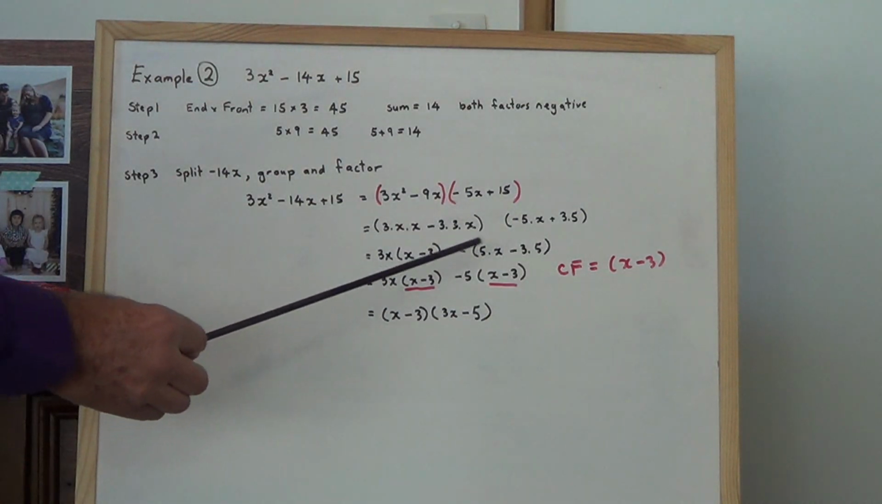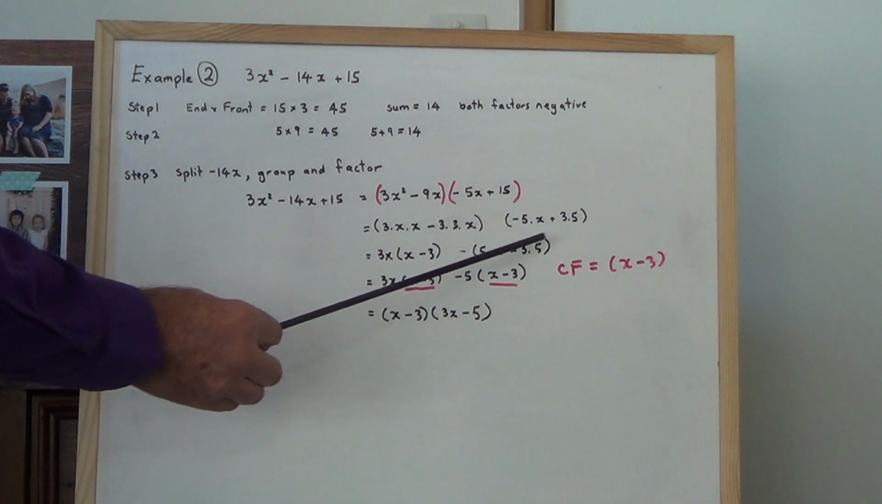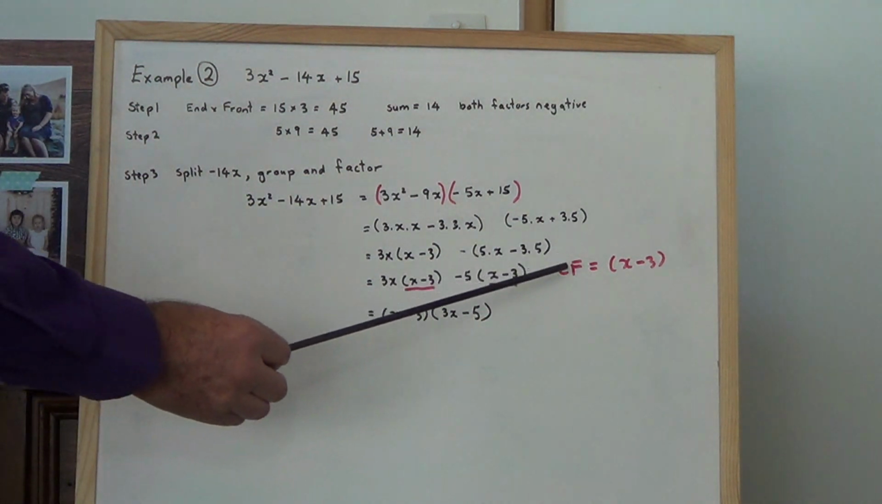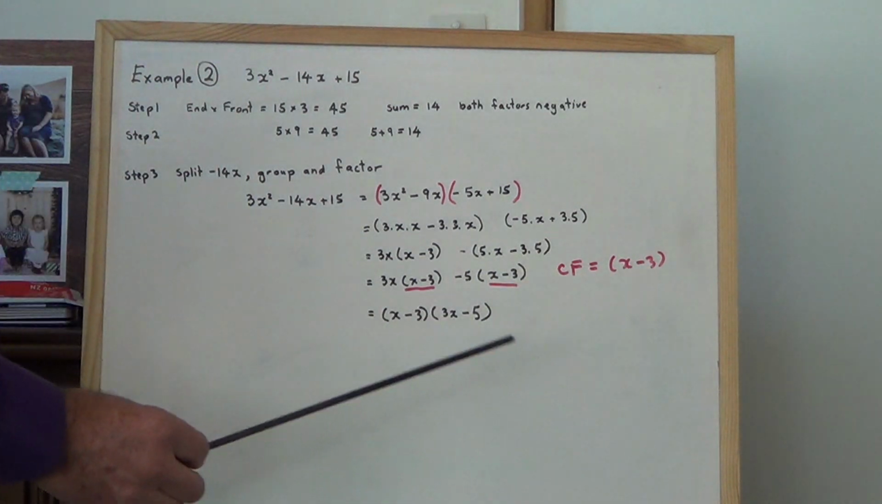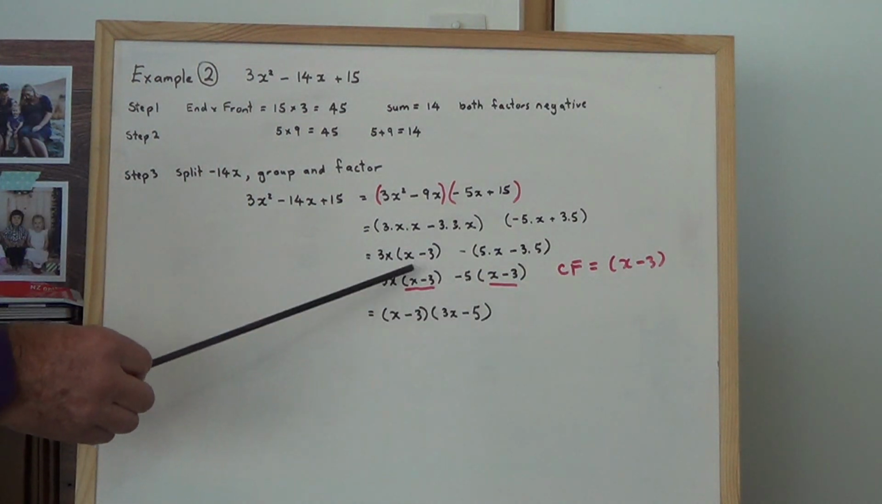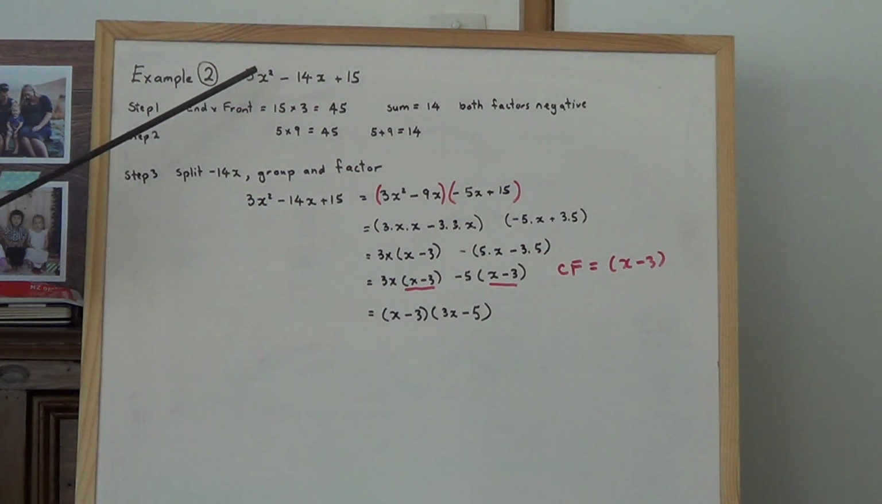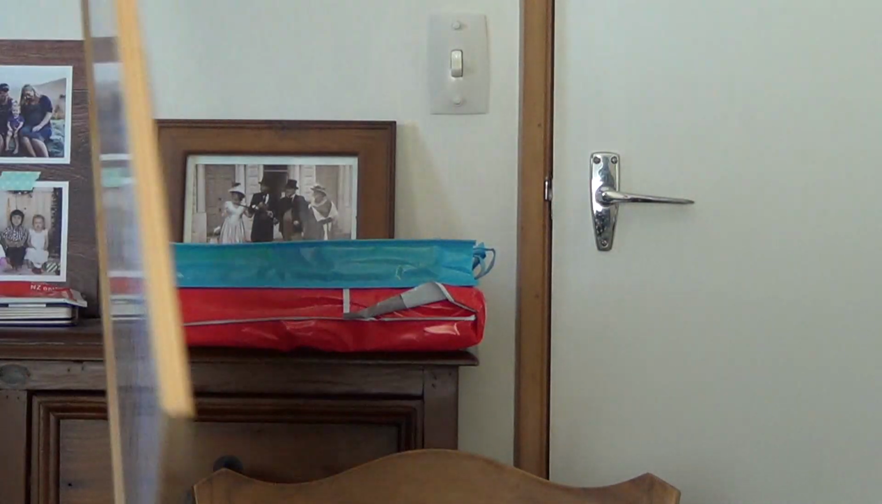So that works, got a common factor of 5, we put it outside there, it's minus 5, x minus 3, and the common factor is x minus 3. So we put x minus 3 there, and we've got 3x minus 5 there. And if you expand that out, you'll get this. Right, we'll go to example 3.